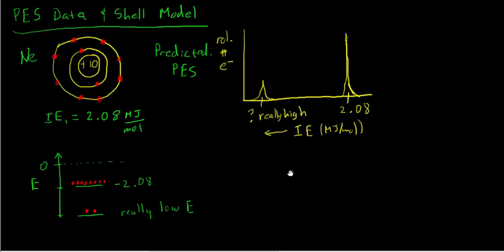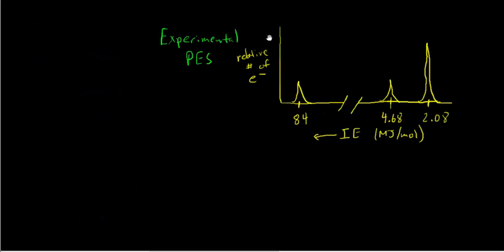So let's see what the actual data looks like. This is a sketch of what an actual low-resolution photoelectron spectrum might look like for the element neon. Relative number of electrons is plotted on the y-axis, and ionization energy is plotted on the x-axis, increasing from right to left. These 2 little slash marks indicate that we have a big change of scale. If this were on a full graph paper, it would start over here and run for a long way with nothing interesting happening until we got to right here. So we've just snipped that center section out, and that's what these 2 little lines mean.